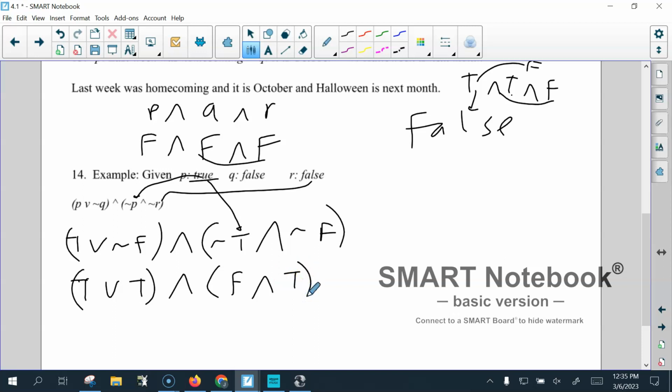Now we deal with the separate ones separately. So, true or true, that's true. And the and stays. False and true, it looks like an A. False and true, that's false. True and false leads to false.